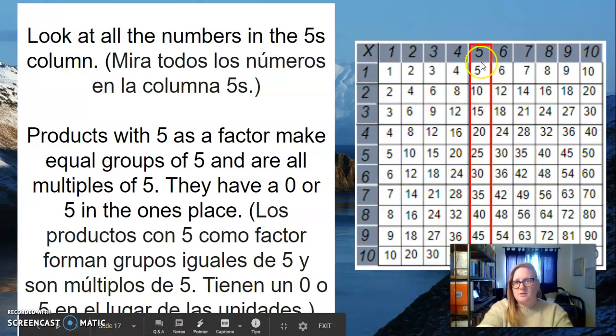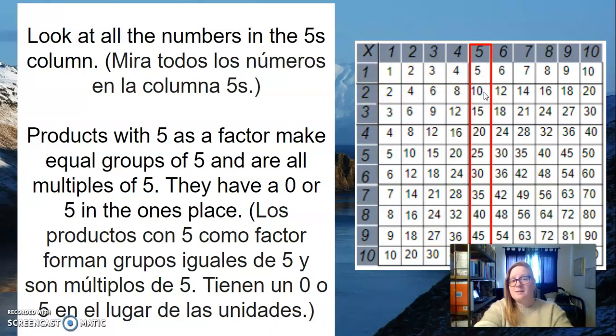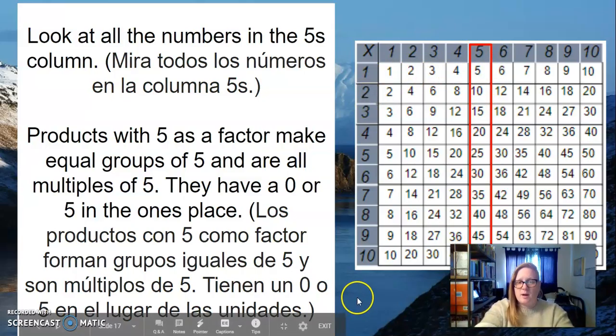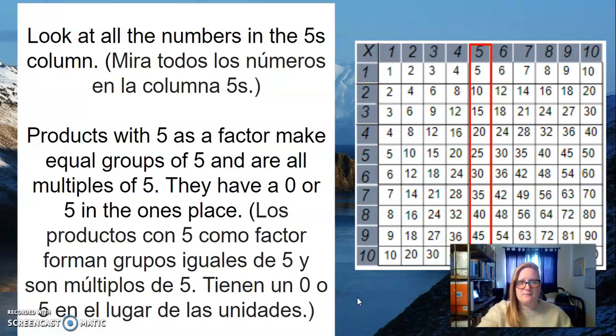And so all of these are going to be 5 times 1 equals 5. 5 times 2 equals 10. Or 10 divided by 2 equals 5. 10 divided by 5 equals 2. That's the cool part about them being all in the same fact family.